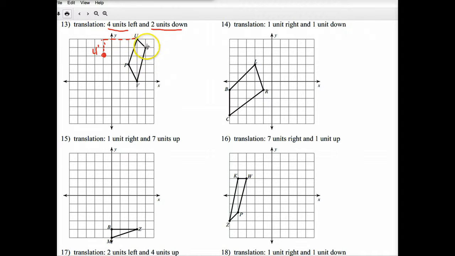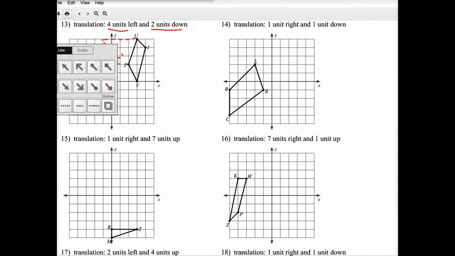I is going to go 4 units left, 2 units down, and there's my I prime. Then we got the P and the V, so we're going to do 4 units left, 2 units down. There's my V, 2 units down, there we go. That's V prime. And then P prime would go 4 units left, 2 units down, and then I got P prime.